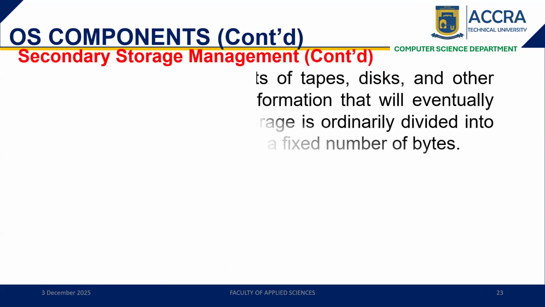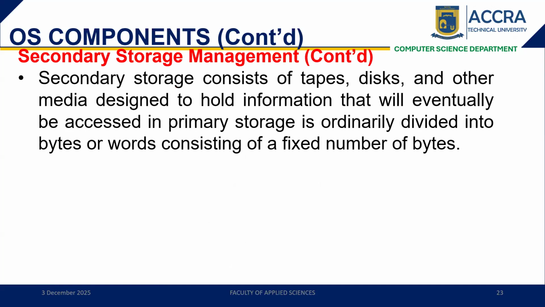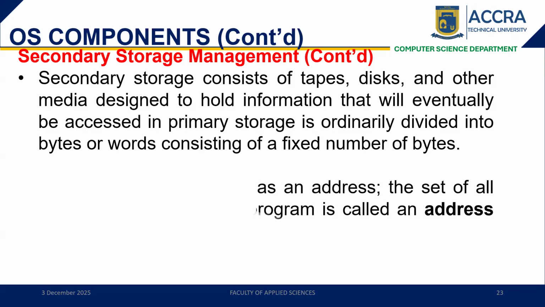So secondary storage includes tapes, disks, and any other forms of media. We know all of them. You mentioned the hard disk, the USB pen drives and all of that. Any device, our CDs, our DVDs, once it stores permanently, that is it. So those are some of the differences.